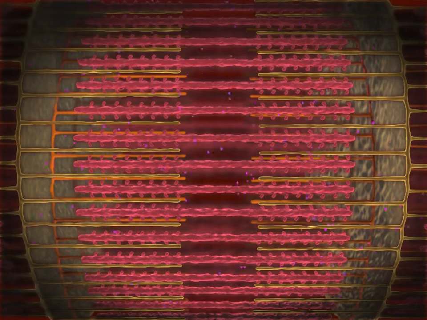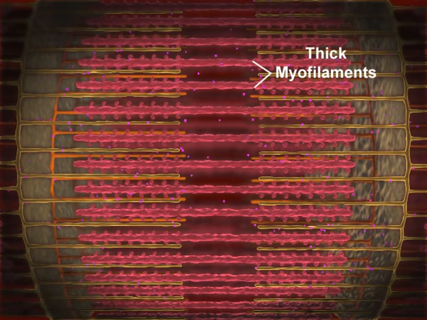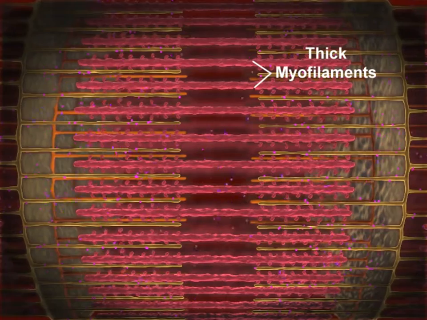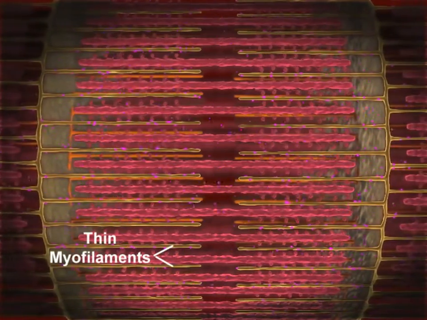A sarcomere shortens when myosin heads in thick myofilaments form cross bridges with actin molecules in thin myofilaments.